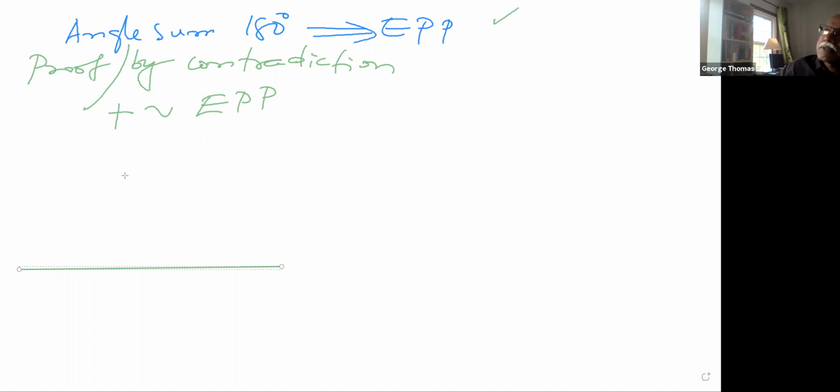All right, how will I do this? I will take a point P. I have to show that I cannot get more than one parallel through P to L. Is that what I have to do? I will assume the opposite of this. So wait.